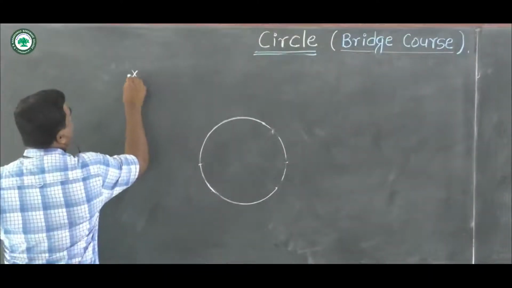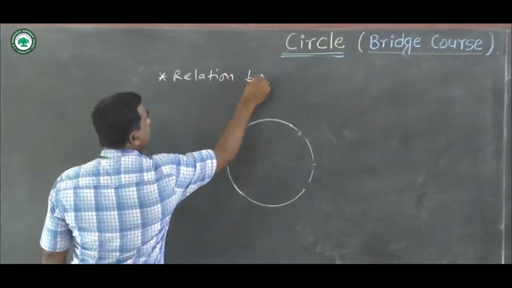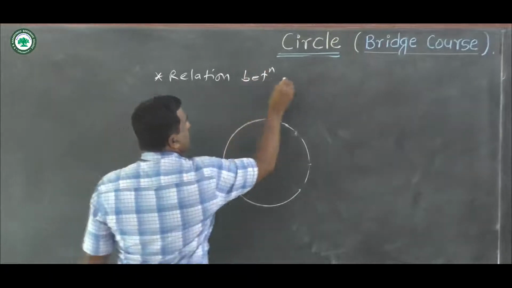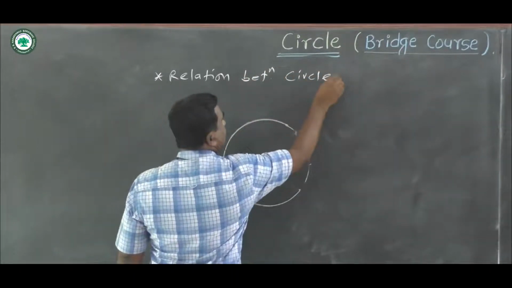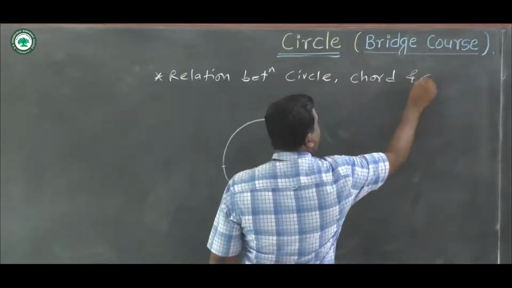Next point is relation between circle, chord and arc.